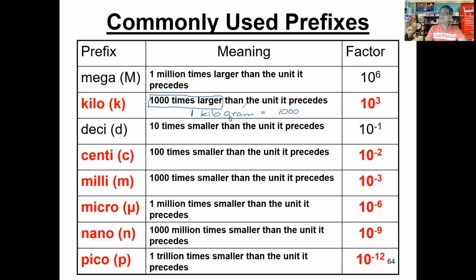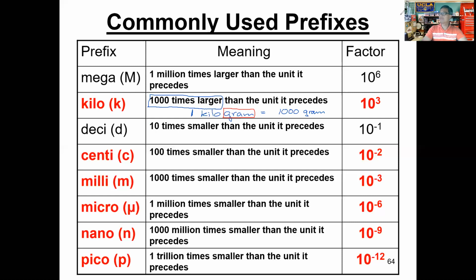Whatever unit the prefix comes before, whatever unit we add it to, it makes that unit 1,000 times larger. That's what happens when we add the prefix kilo in front of the base unit grams. Make sure you understand that. We took the kilo and added it to the base unit, grams. So 1 kilogram is 1,000 grams. That means the kilogram is 1,000 times larger than the gram. You'll need to know that.